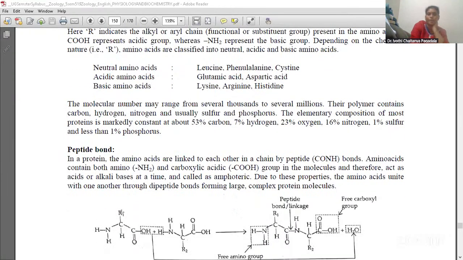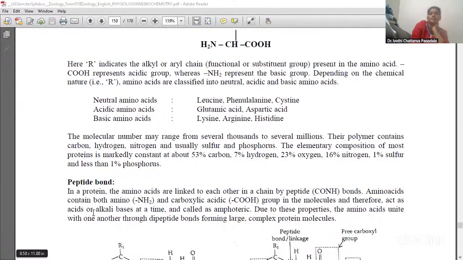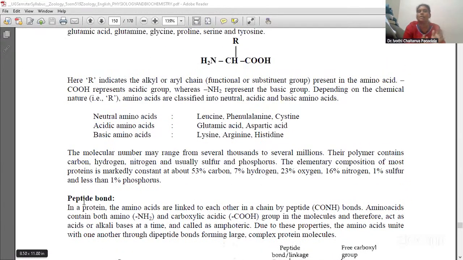Here, what is a peptide bond? Amino acids linked to each other form a bond called a peptide bond. The peptide bond is a bond formed between the carbon and amino group. Here one CO and one NH form a bond. Amino acids contain both an amino group and a carboxylic acid group in the molecule, and therefore act as acids or alkali bases at the same time, which is called amphoteric.